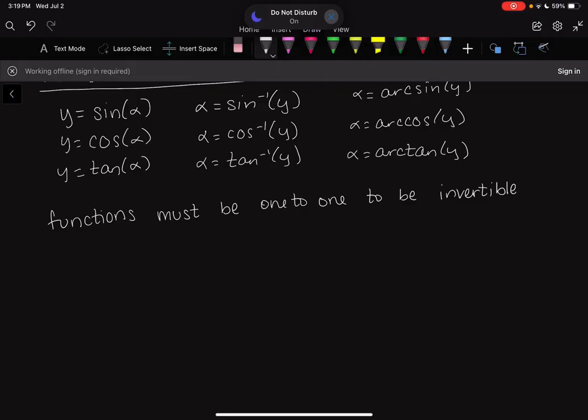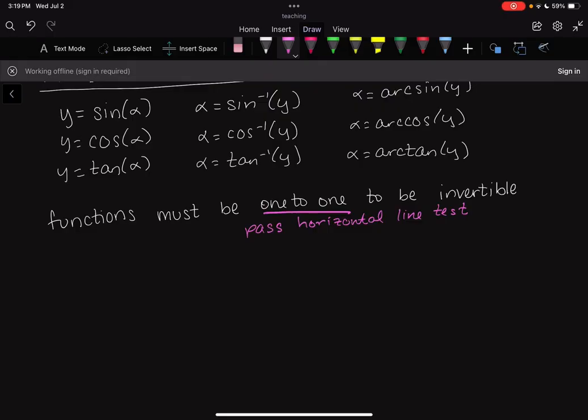Now, I'm not sure if you really remember what it means to be one-to-one. It's more of an algebra topic. To be one-to-one, you must pass the horizontal line test. Basically, what has to happen is one x value has to match one y value and vice versa.